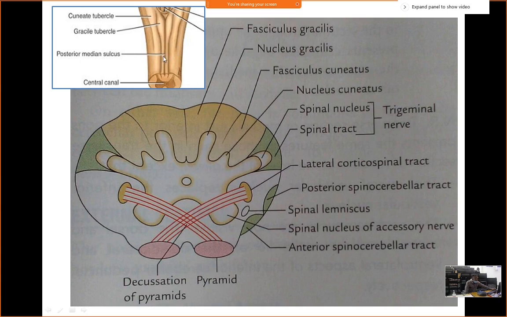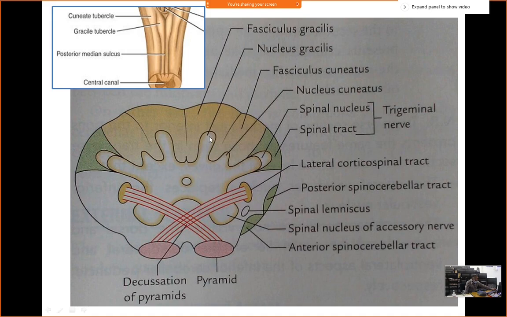I have shown this diagram here. Posterior median sulcus. This is our posterior median sulcus. Then this is our strip-like elongation of the central gray matter. This diagram is actually easier. So this is the elongation of the central gray matter.